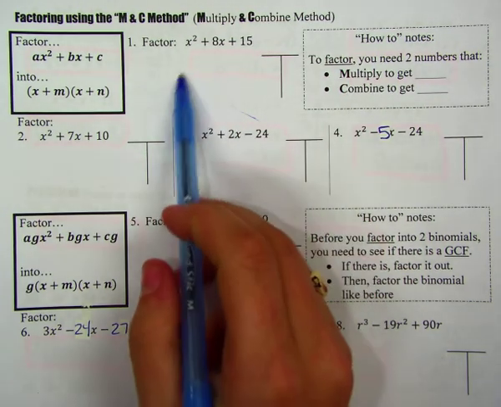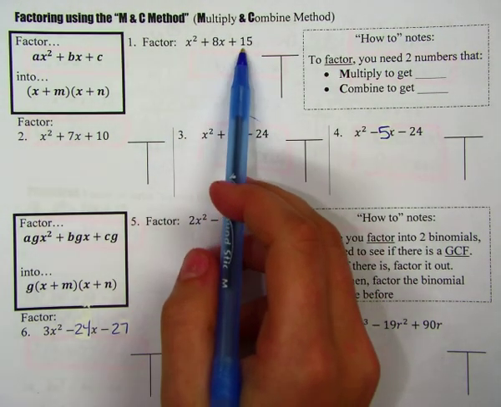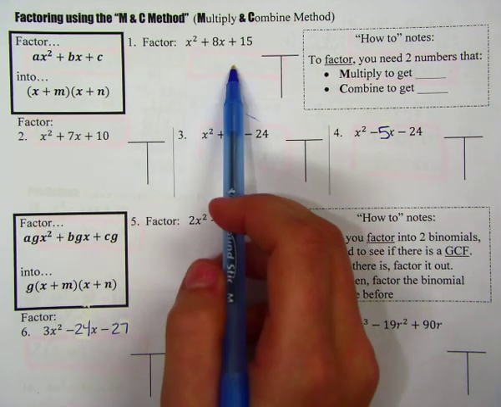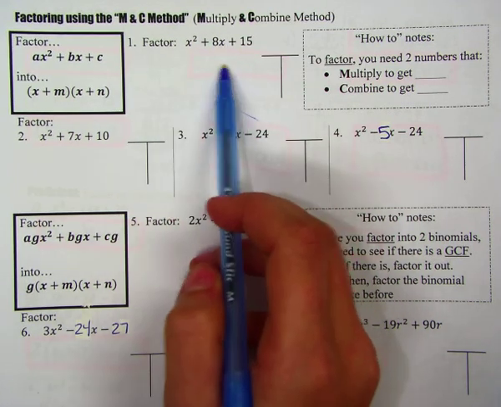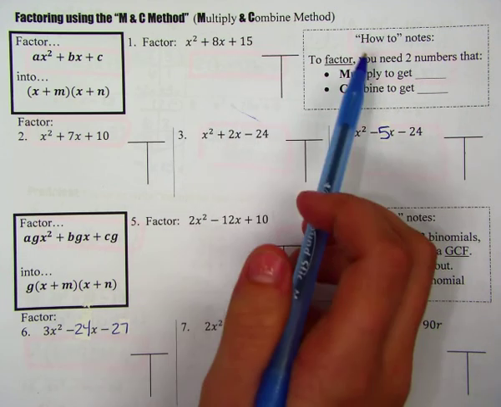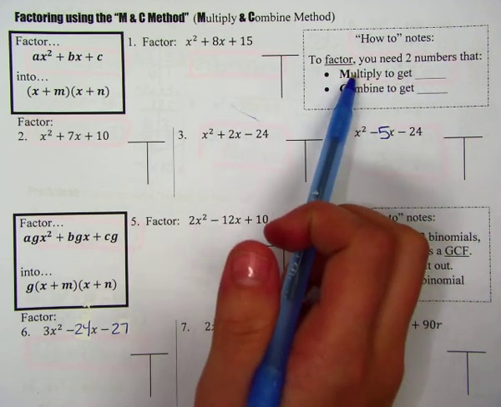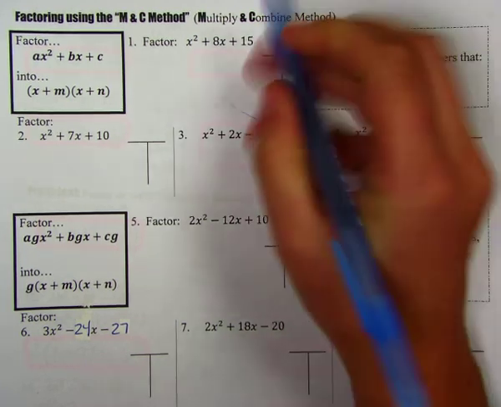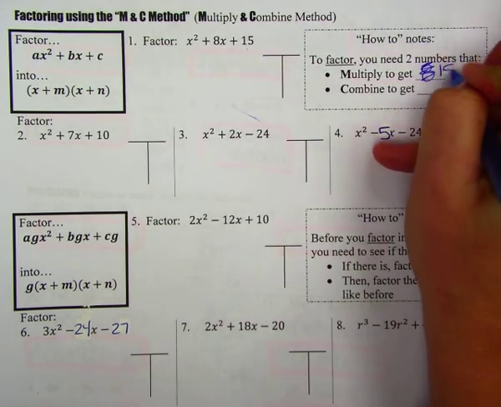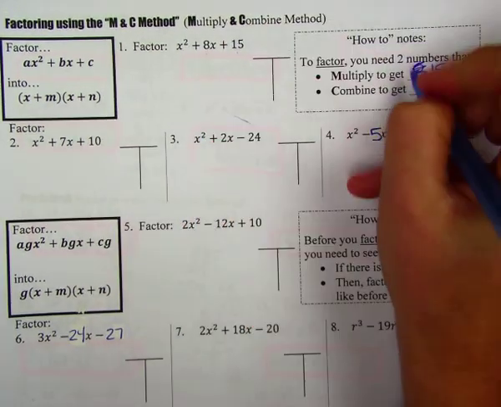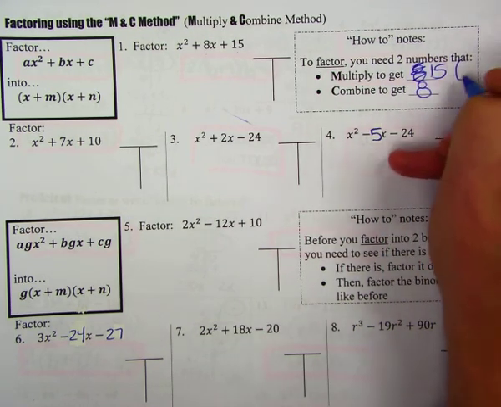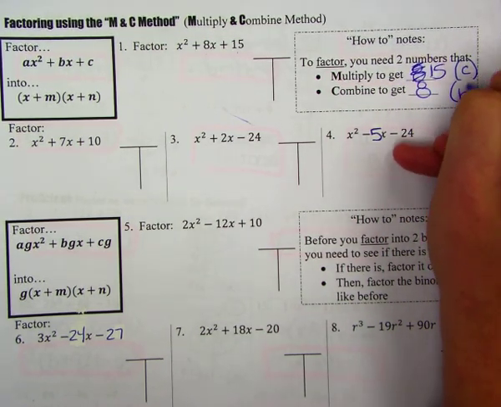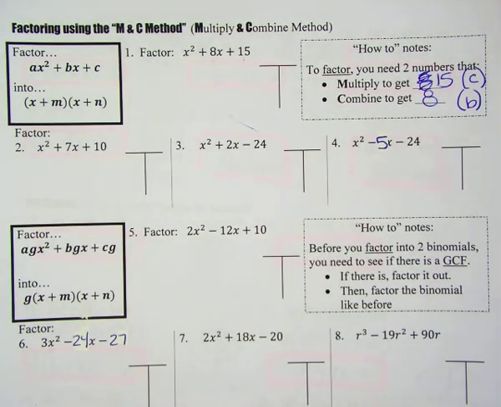So now we're starting with x squared plus 8x plus 15. This came from adding the two things, and this came from multiplying those same two things. So to factor, you need two numbers that multiply to get 15, and combine to give us 8. In general, two numbers that multiply to give us C, and combine to give us B.